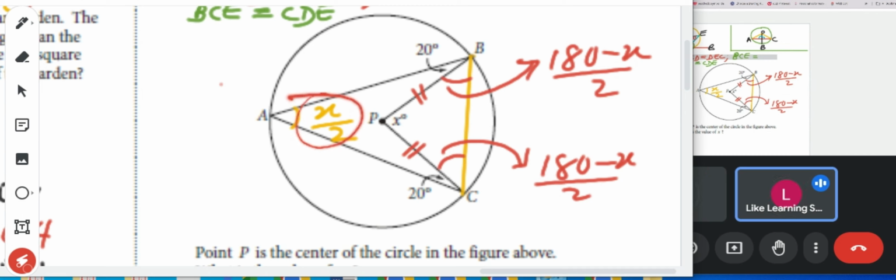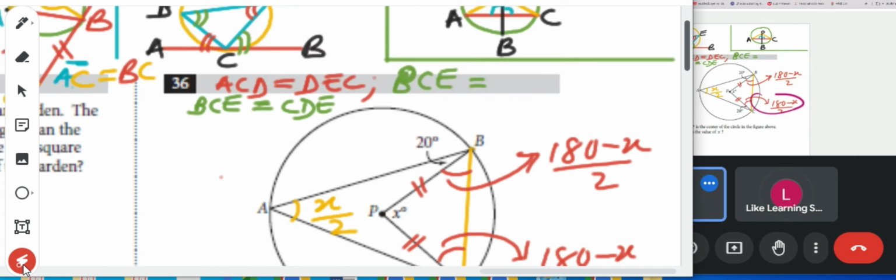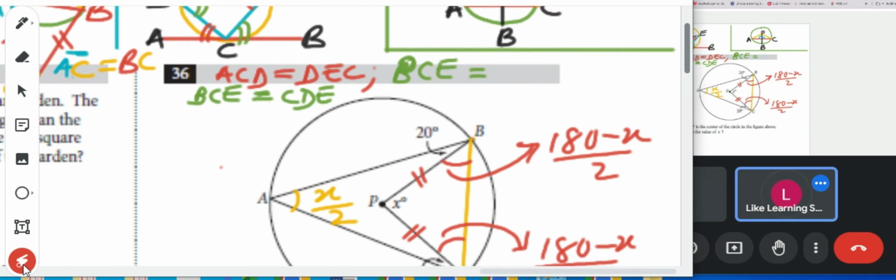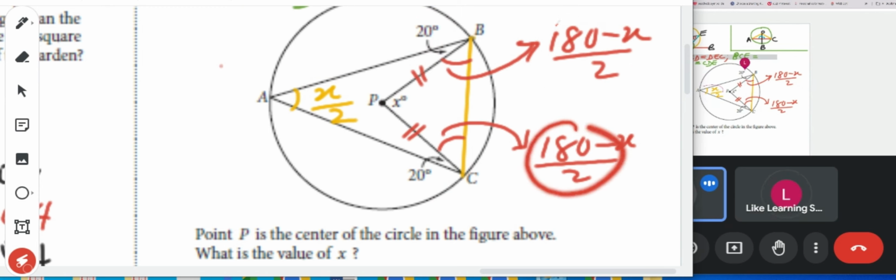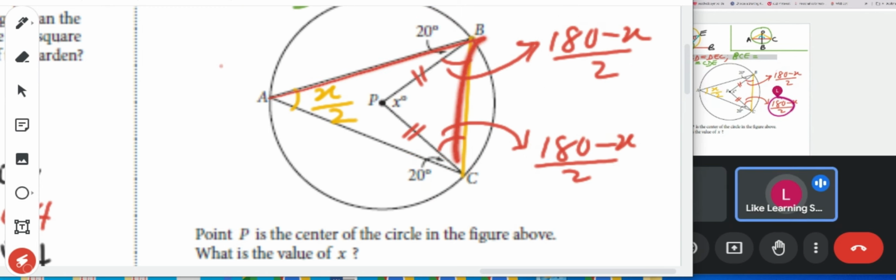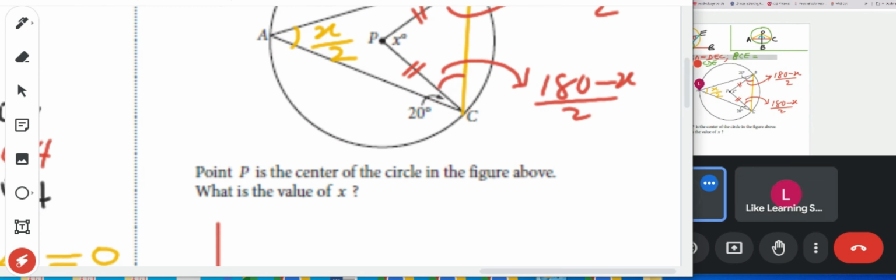And all of them, these 20, X over 2, 20, 180 minus X over 2, 180 minus X over 2, then 20 will all sum up to 180. Can I write it down so that we conclude? Just write it down. What I'm saying is this yellow, this 20, this one, this one, and this 20 will all sum up to 180 because that is the big triangle. Look at triangle ABC, the big triangle ABC. Do you see that? Let's write it down now.